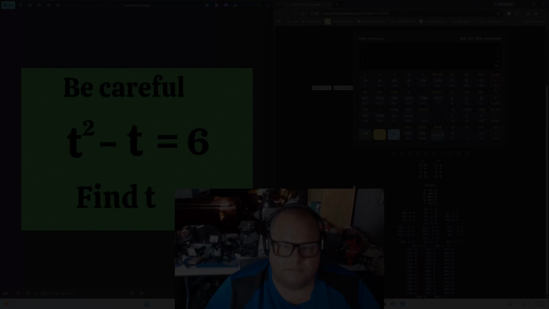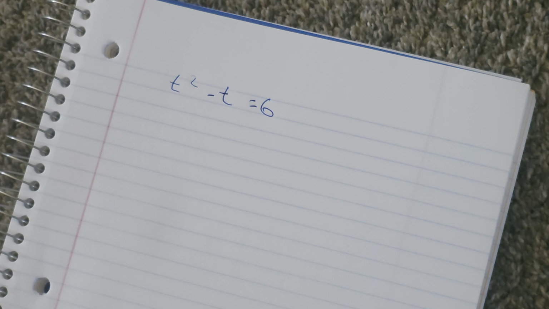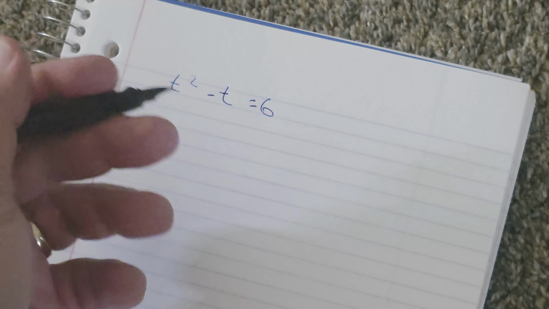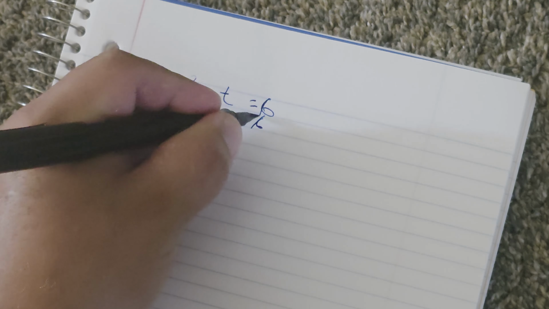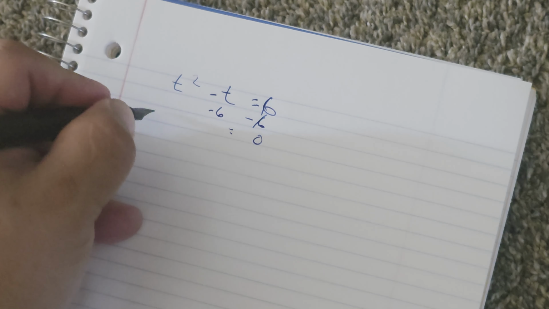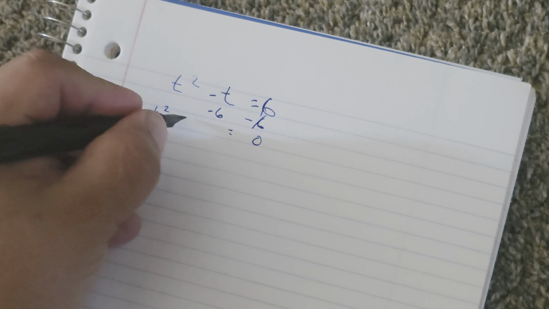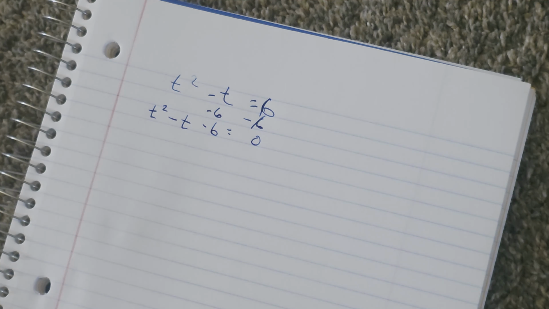Here we go. We have t squared minus t equals 6. So we need to get this to equal 0. Subtract 6 from both sides. We end up with t squared minus t minus 6 equals 0.